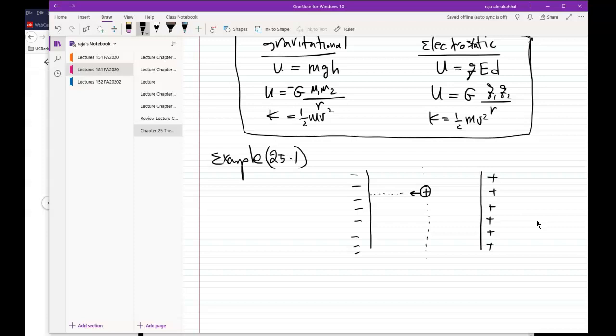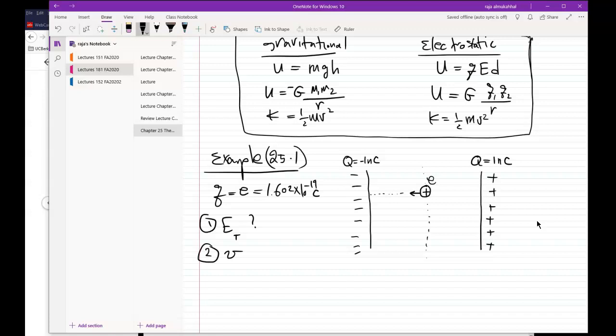And then he said the charge here, I'm going to make it capital Q for now, is equal to 1 nanocoulomb. And here the charge is -1 nanocoulomb. You got that? And that's the charge of the proton, which is e, the fundamental charge, which is 1.602 times 10 to the -19 coulomb, right? Okay. He's asking for, first question, what is the total energy? And the second question, what is the velocity of the proton just before it hit the negative plate?